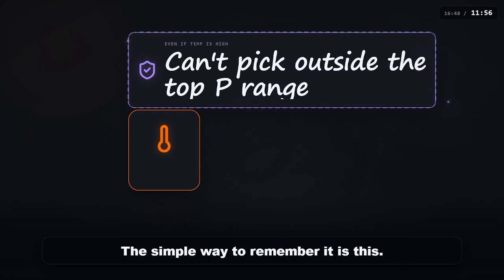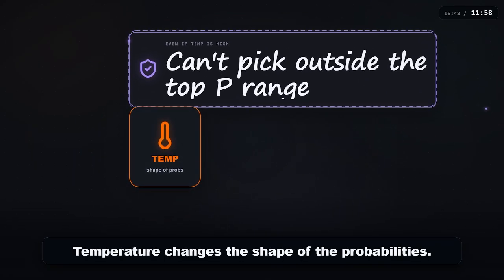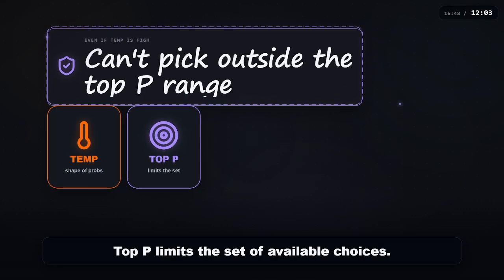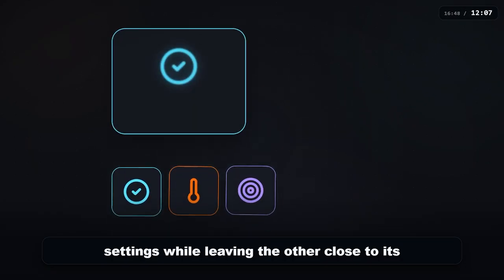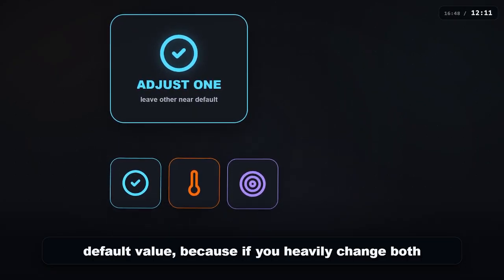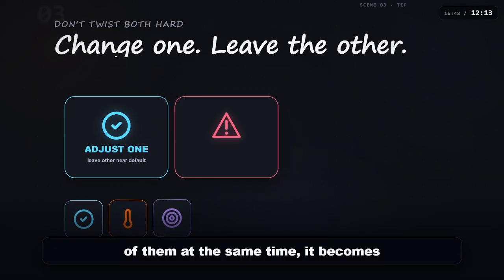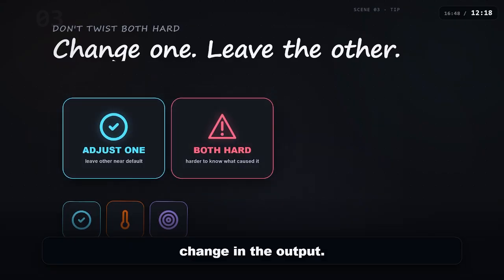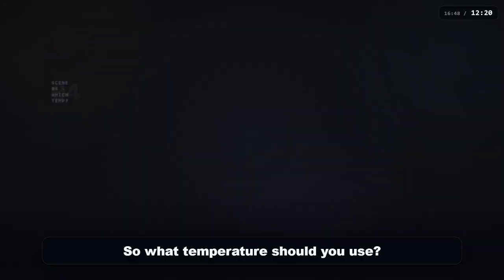The simple way to remember it is this. Temperature changes the shape of the probabilities. Top P limits the set of available choices. Usually, it's better to adjust one of these settings while leaving the other close to its default value, because if you heavily change both of them at the same time, it becomes harder to understand which setting is causing the change in the output. So, what temperature should you use?